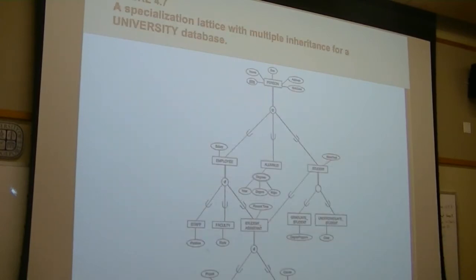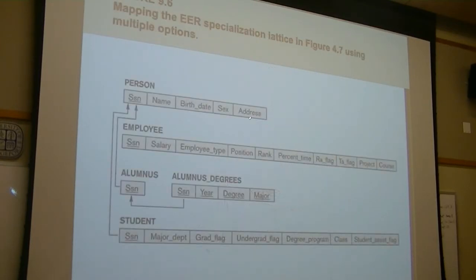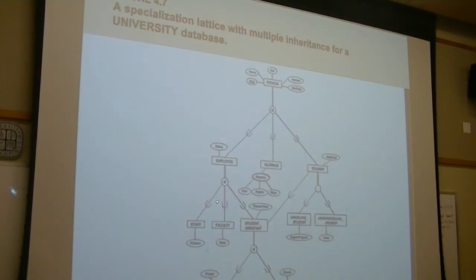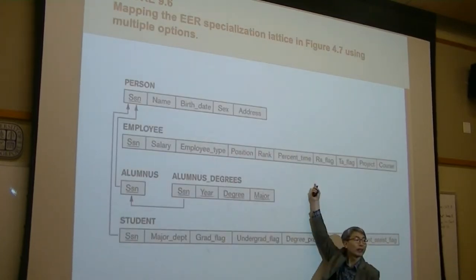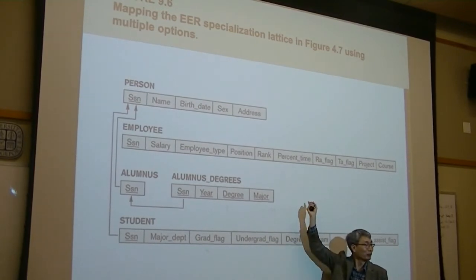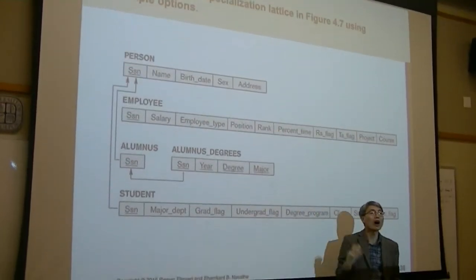However, if you decide to select the first option, the first option for the person and the employee, the first option for the employee and staff, faculty, student assistant, what happened? This employee will be separated: employee_staff, employee_faculty, employee_student_assistant. You can create the three employee tables. Okay? So how do I decide?